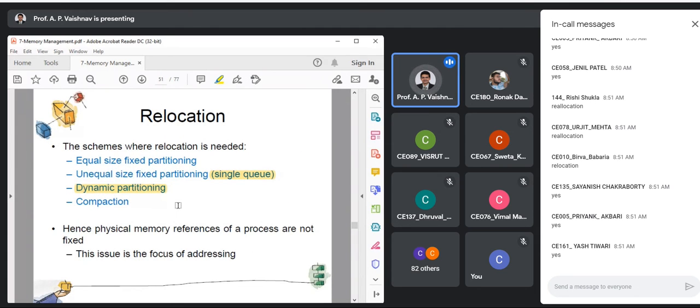Now it is very obvious. In case of dynamic partitioning, where do we allocate the process? Wherever the smallest wastage is there. Yes or no? Wherever smallest wastage is there.